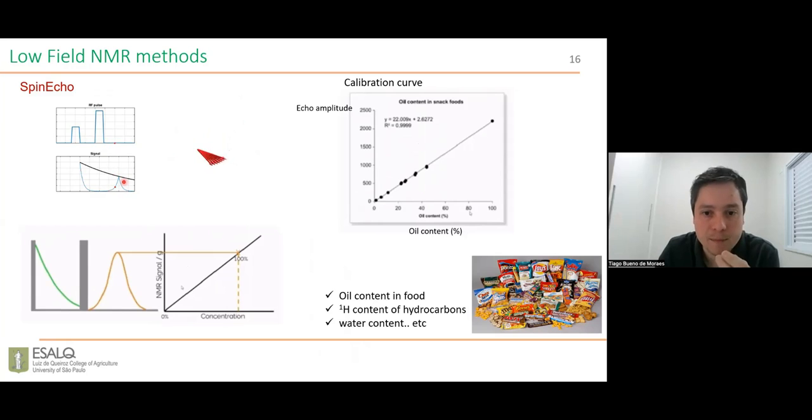Then, after some time, we observe the formation of this echo, and from the echo amplitude, it's possible to build a calibration curve that converts the echo amplitude into the oil content, for example, in some applications, or the hydrogen content in our sample, or several other situations like this.